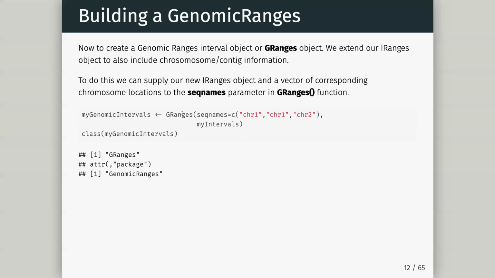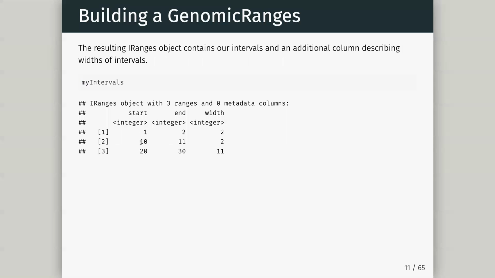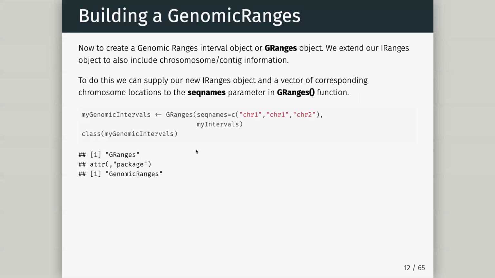What we're going to do is use this GRanges function, which is from the GenomicRanges package. We provide our intervals here, and then we provide additionally now some seqnames to go with our intervals. So chromosome 1, 1, 2 to correspond to our 3 regions here. So then if I provide my IRanges there, remembering this is my IRanges, I provide additionally the seqnames. And if I check the class, I no longer have an IRanges, I have a GRanges, GenomicRanges from the GenomicRanges package.